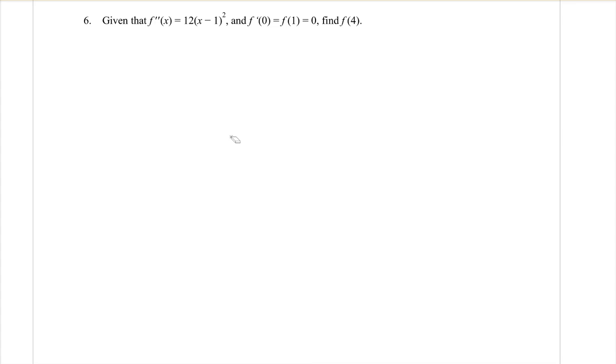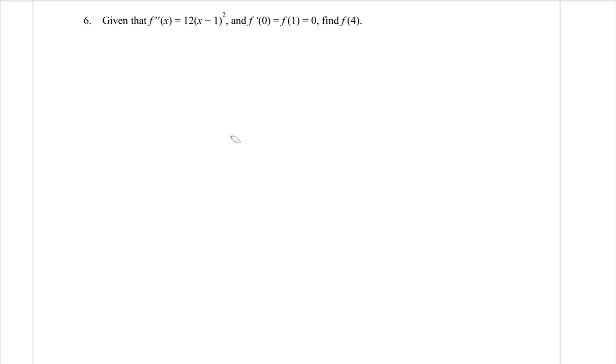All right, last question, and it will take most of this page because, have a look at it, it says f double dash, the second derivative, is equal to 12 bracket x minus 1 squared, and we are told that the gradient at 0, so f dash of 0, and f of 1 are both equal to 0, and we want to find f of 4.